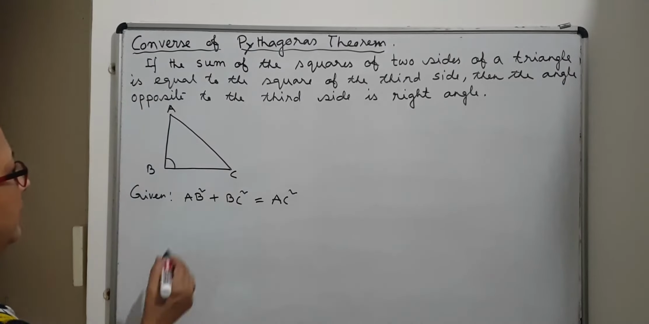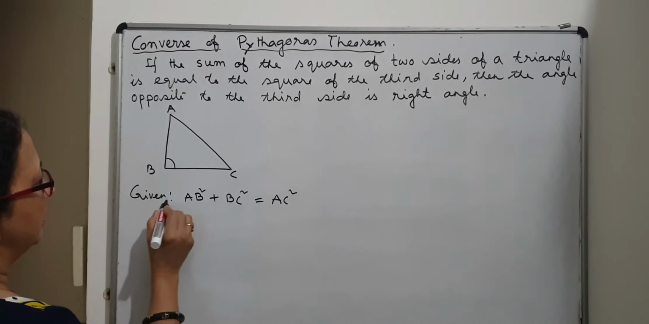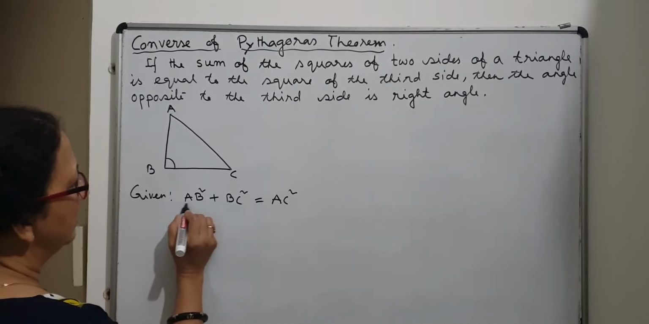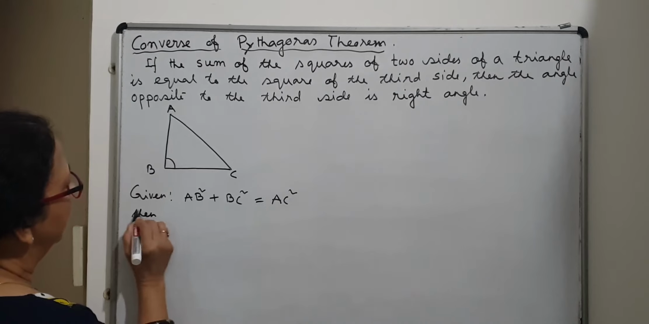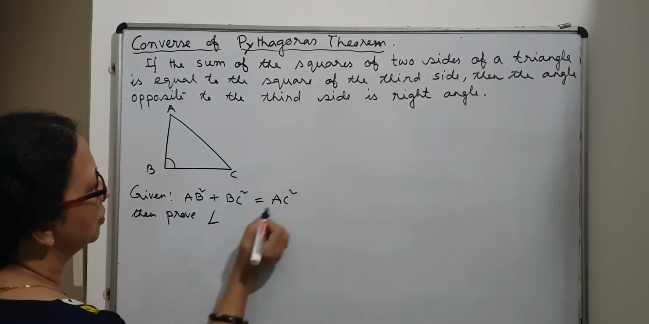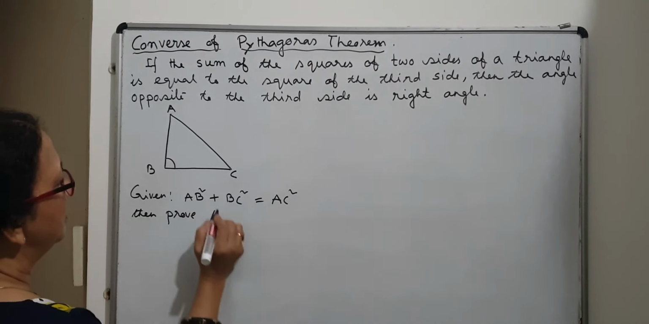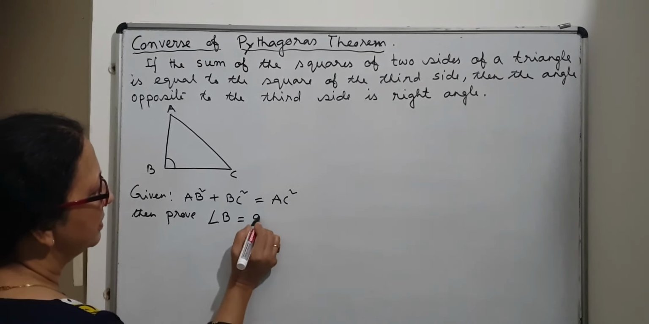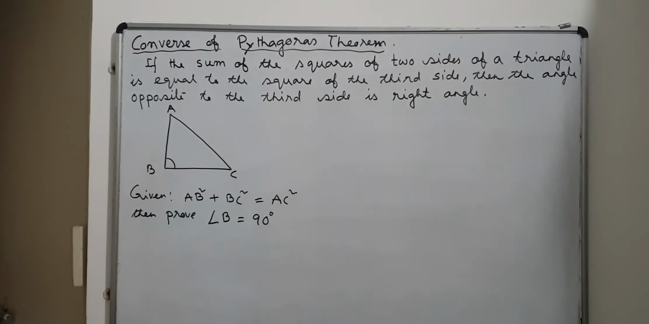That is the theorem. So the theorem is that if this is given, then what we have to prove? That the angle opposite to AC, that is B, is equal to 90 degrees. So this is about the theorem.